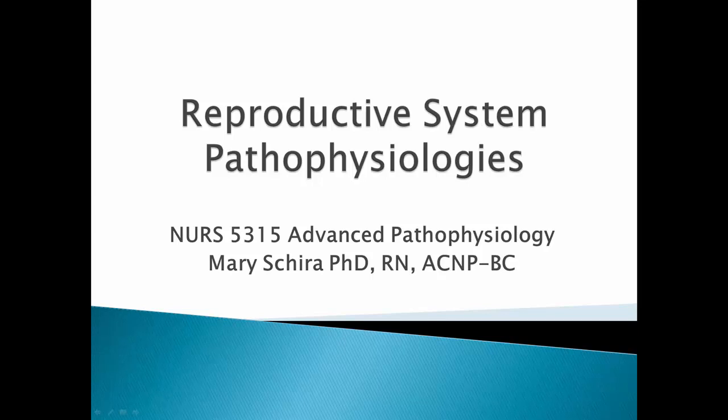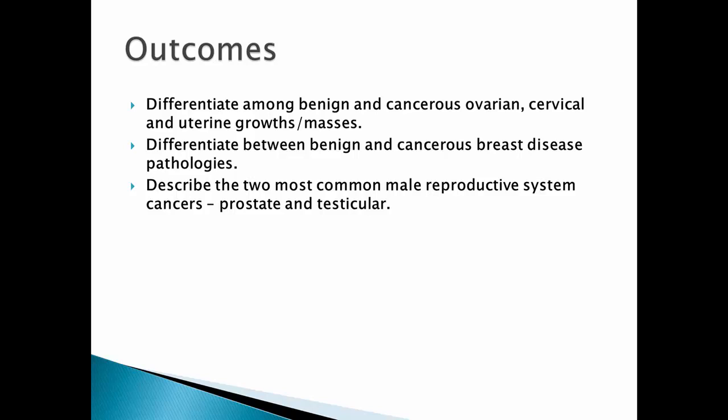Our topic for this lecture is reproductive system pathophysiologies, with a specific focus on reproductive system cancers. So we're going to take a look at both benign and cancerous ovarian, cervical, and uterine growths and masses in the female. We'll differentiate between benign and cancerous breast tissue pathologies, and then we'll take a quick look, not too quick, at the two most common male reproductive system cancers, both prostate and testicular cancer.